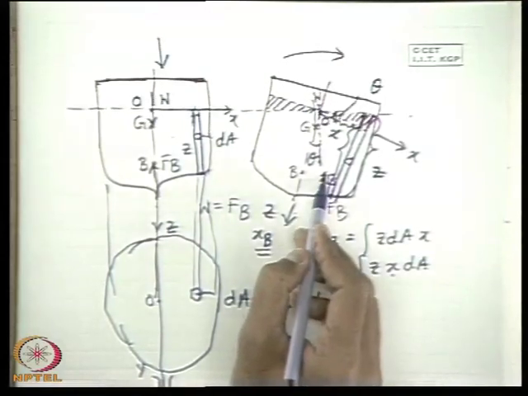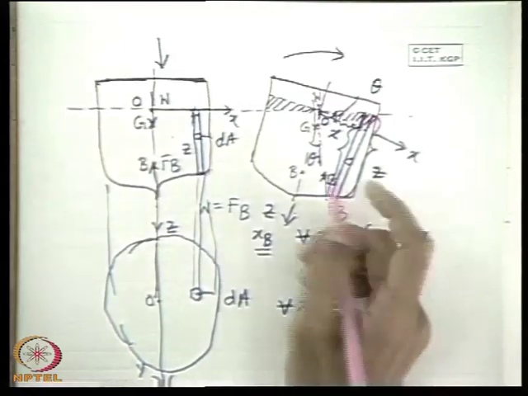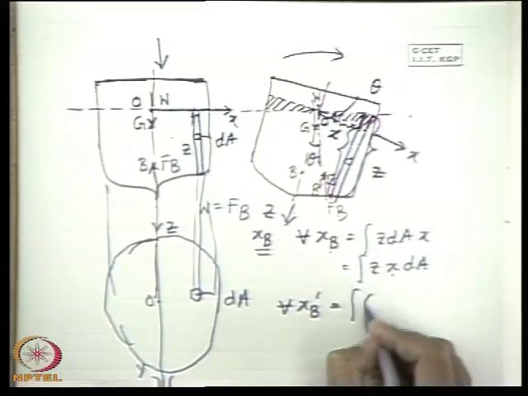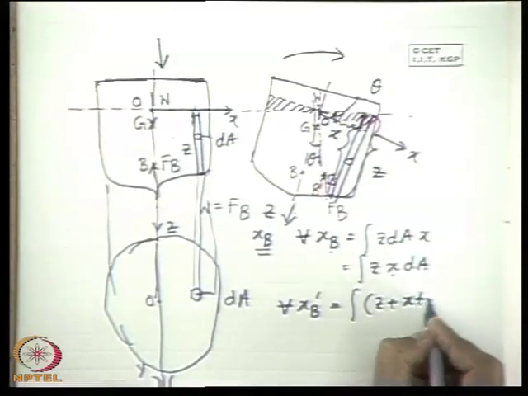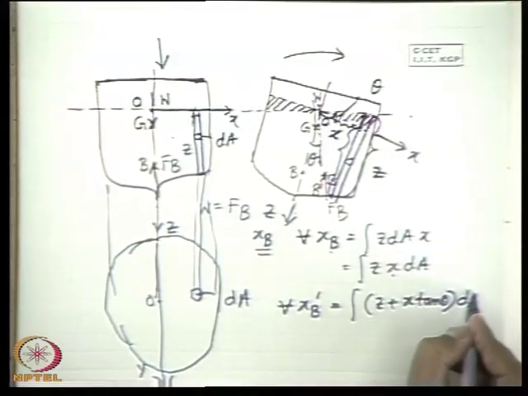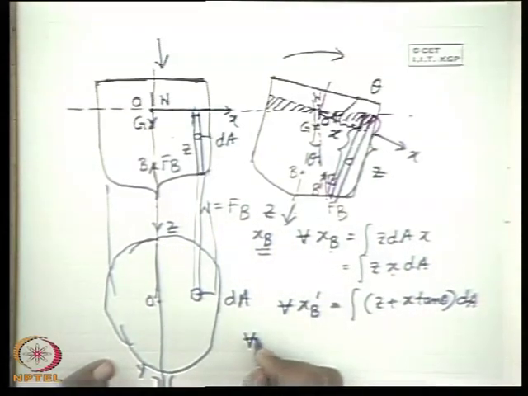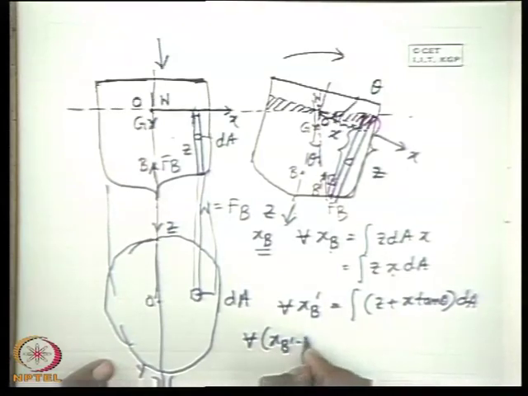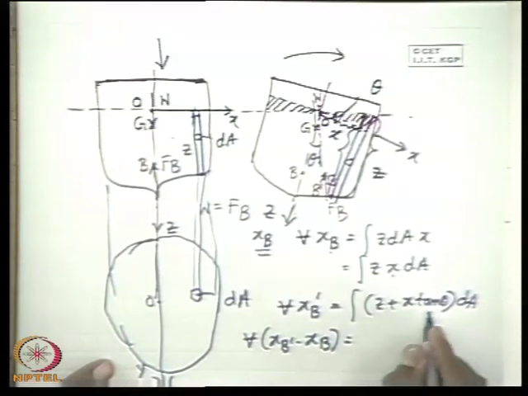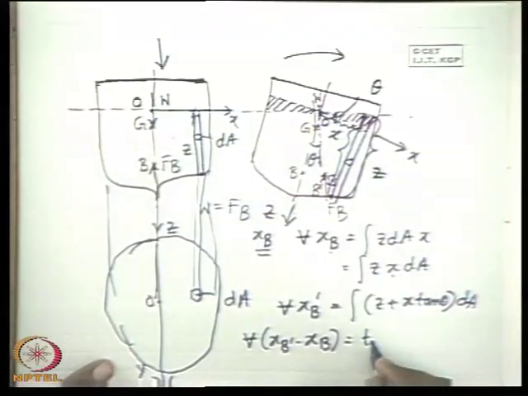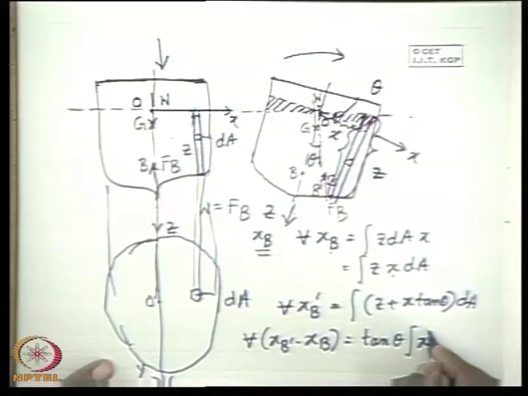That means now we can write V X B dash, where X B dash is the X coordinate of the new center of buoyancy, equal to the integral of Z plus X tan theta into dA. Simply we subtract the upper one from this one, and we get V into XB dash minus XB is equal to tan theta times the integral of X square dA, because tan theta is constant, as the angle of heel is constant throughout the body.